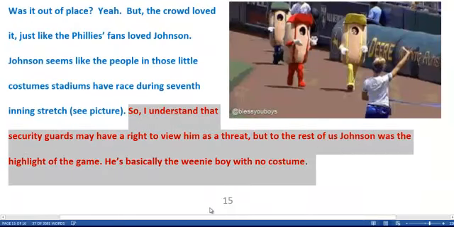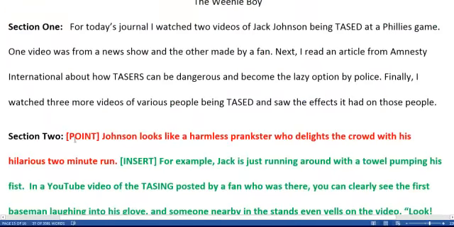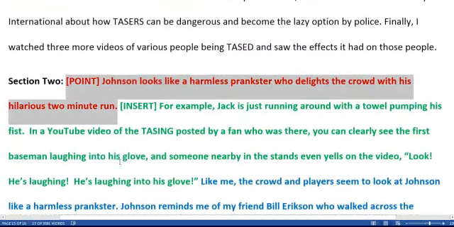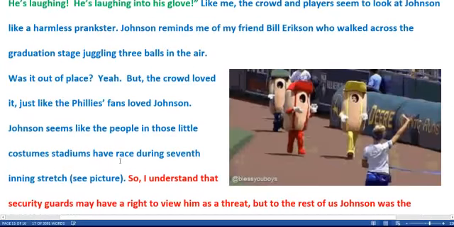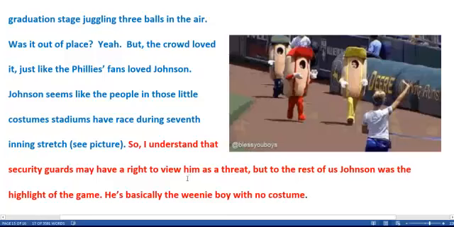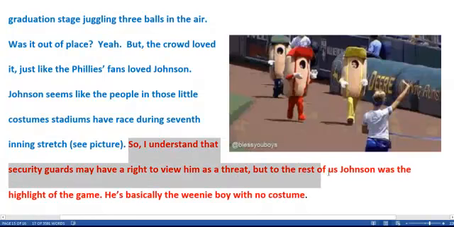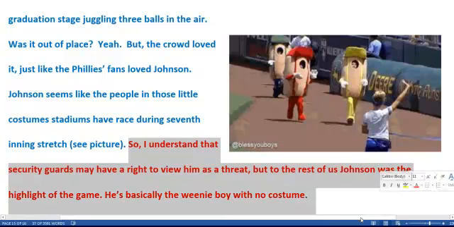Finally, this one is in red again, the summary sentence. And of course it's in red because hopefully the students catch on to this: the summary should match the topic sentence, at least an idea, right? And so that helps them make sure that the paragraph didn't drift in point. So I understand that security guards may have a right to view him as a threat, but to the rest of us, Johnson was the highlight of the game.